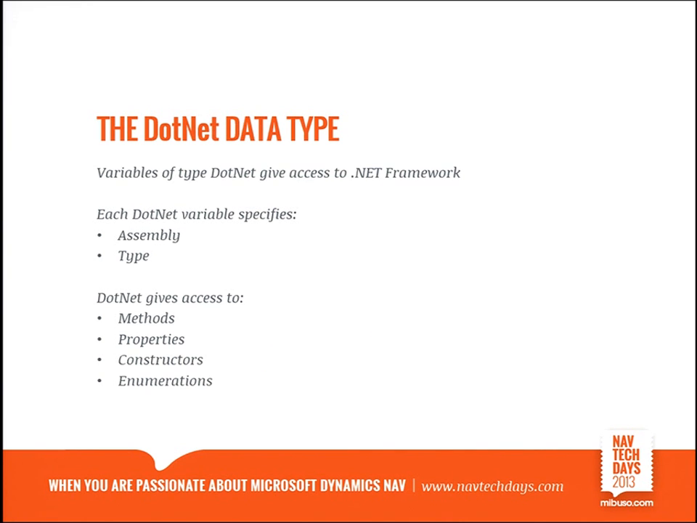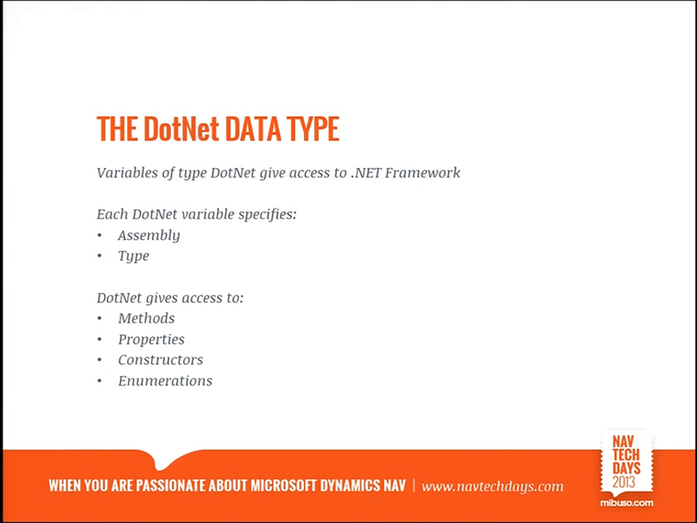So now that I've mentioned .NET, I assume that you all know that there is one variable type which has been with us since version 2009 R2, which is called .NET. When you declare a variable of .NET type, it gives you access to the whole .NET world that is available for us to consume.